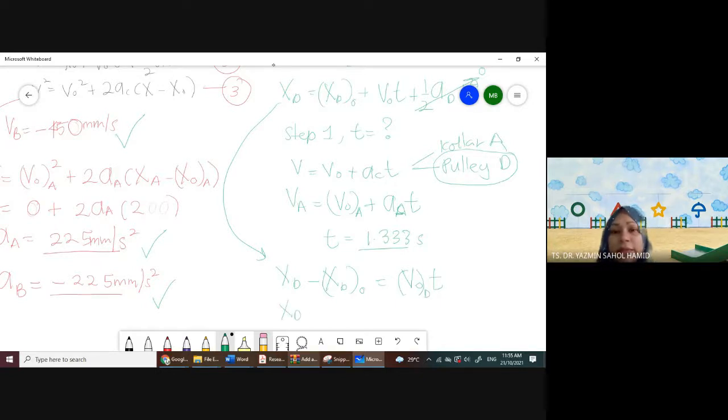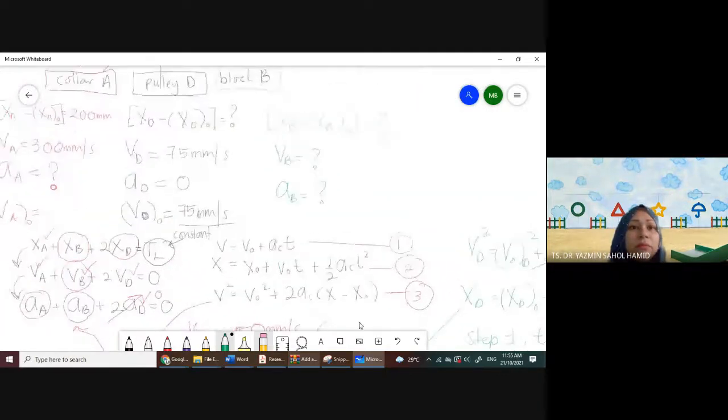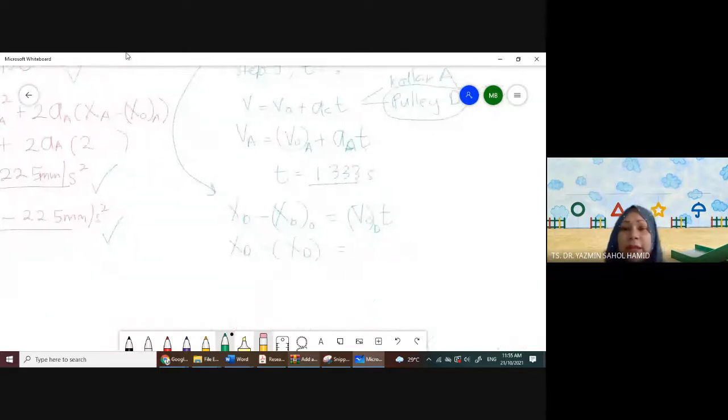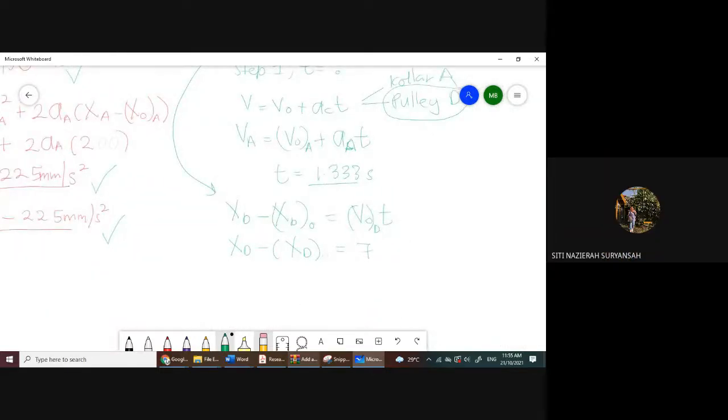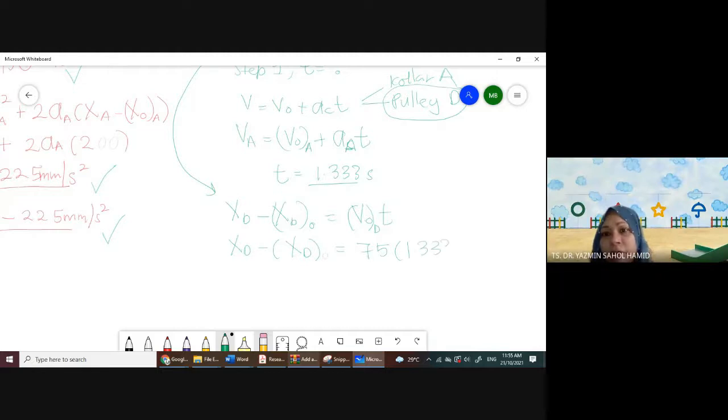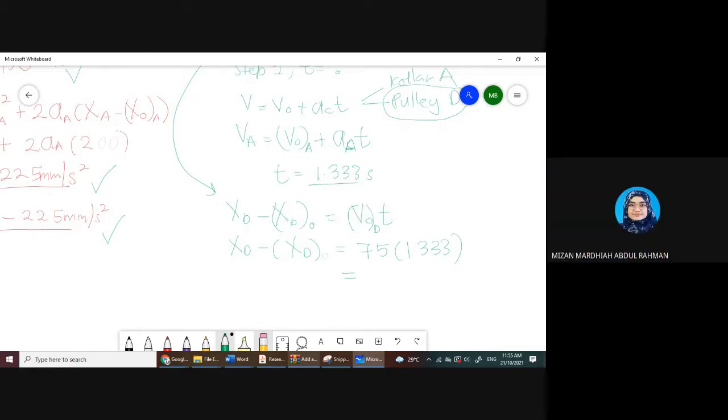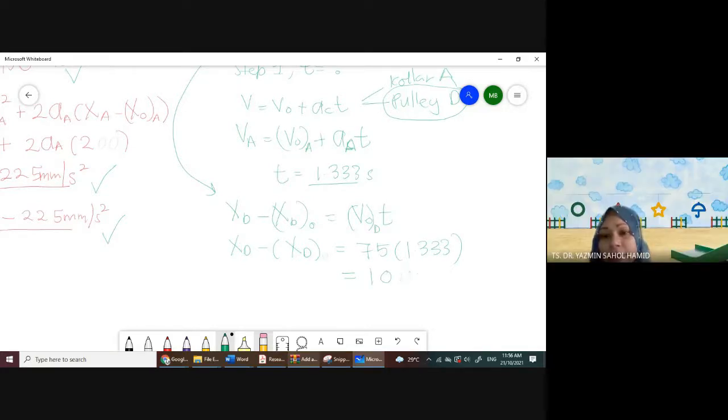So what do you get? What's the answer? V naught d is what? 75 also, right? Yes, 75, times 1.333. So what do you get? 99.98, so 100. So that is the answer for XD, the change in position for pulley D.